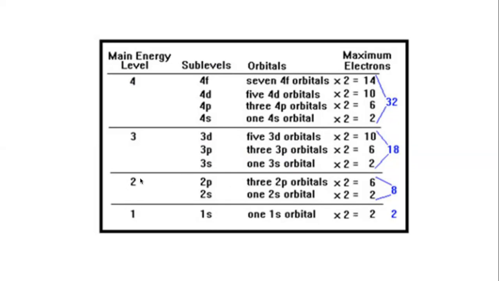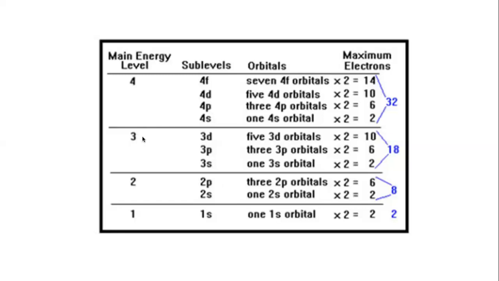For our second energy level, again, remember we can hold s and p orbitals. So we have 1 s orbital, which can hold 2, and then we have 3 p orbitals. So we have 2 times 3 is 6. And just like we did on that last slide, if we add 6 plus 2, that gives us the number of electrons that can be held in this shell.